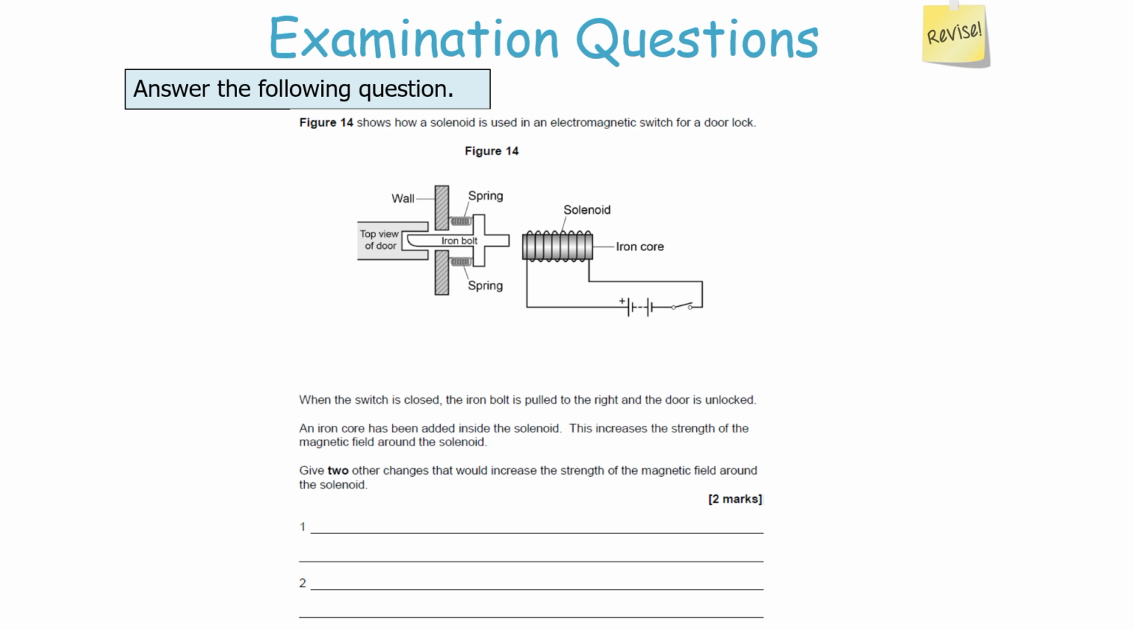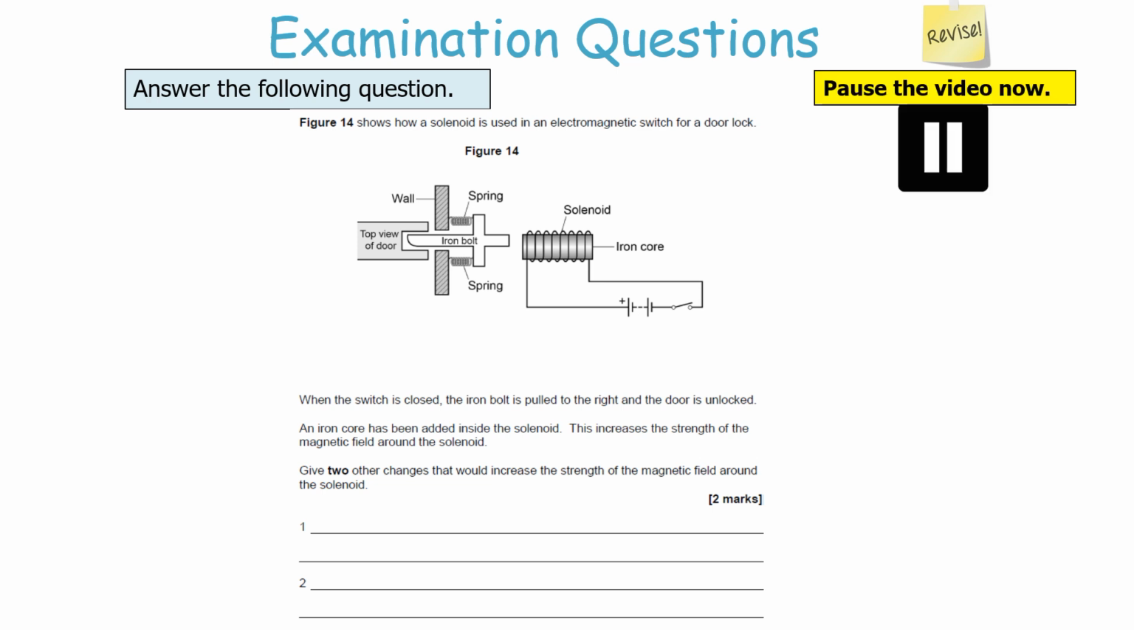The next question says, figure 14 shows how a solenoid is used in an electromagnetic switch for a door lock. When the switch is closed, the iron bolt is pulled to the right and the door is unlocked. An iron core has been added inside the solenoid. This increases the strength of the magnetic field around the solenoid. Give two of the changes that would increase the strength of the magnetic field around the solenoid. So pause the video now, then unpause the video and you'll want to go through your answer.